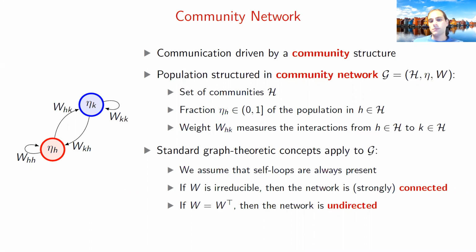So, given this notion and given the evidence in the social psychology that people tend to be more influenced by their own community, it makes sense to assume that this community structure has self-loops. Then we will use standard graph theoretic concepts to refer to this community network, which means that when the matrix W is irreducible, we will say that the network is strongly connected. And when the matrix W is symmetric, we will say that the community network is undirected.